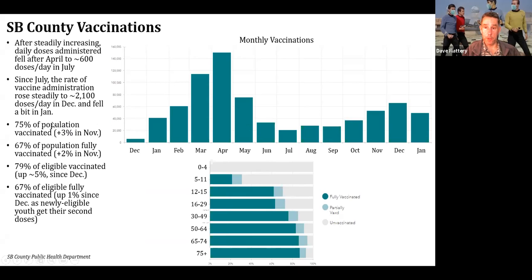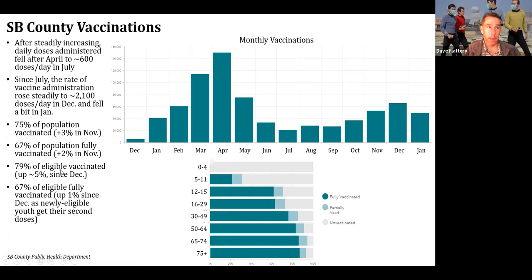75% of our population has been vaccinated. I didn't change this, these should say December. But 75% of the population is vaccinated, 67% fully vaccinated. So not that much different than the U.S. overall. Remember, that was about 3/4 and 2/3. So we're average.